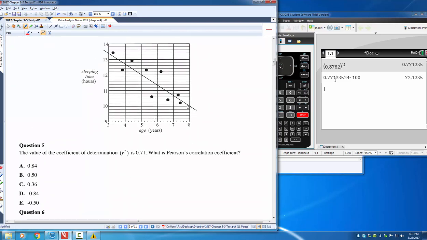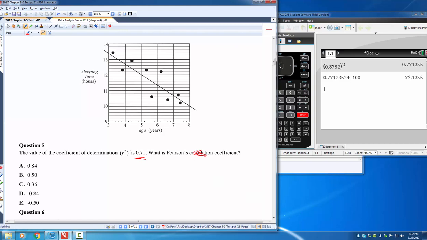Okay, so what we've got here is a value of the coefficient of determination given for this particular graph. They've given us the coefficient of determination, C of D. So what we're going to do now is work out Pearson's correlation coefficient. Be really careful, this question comes up all the time.